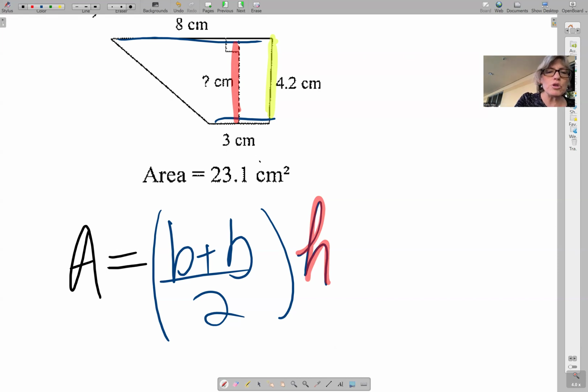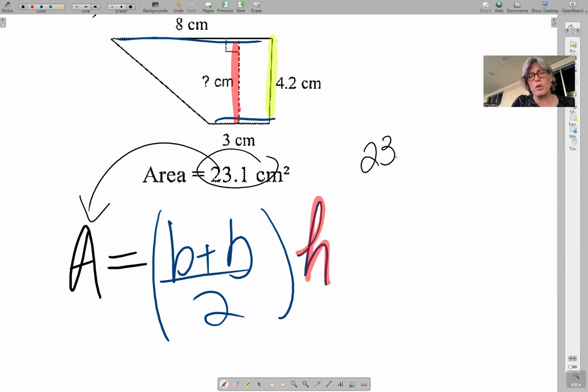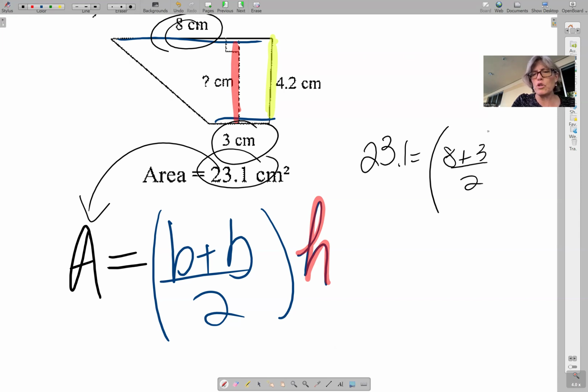But you do already have the area. So you're going to have to work backwards. That's why equations have two sides with an equal sign. So 23.1 equals base 8 plus the other base 3 over 2 times that height. And you solve for your unknown.